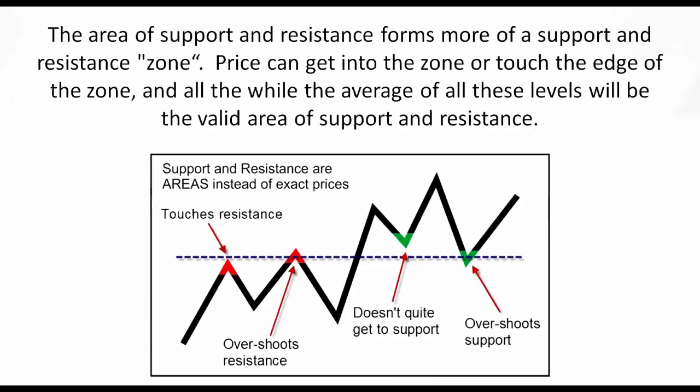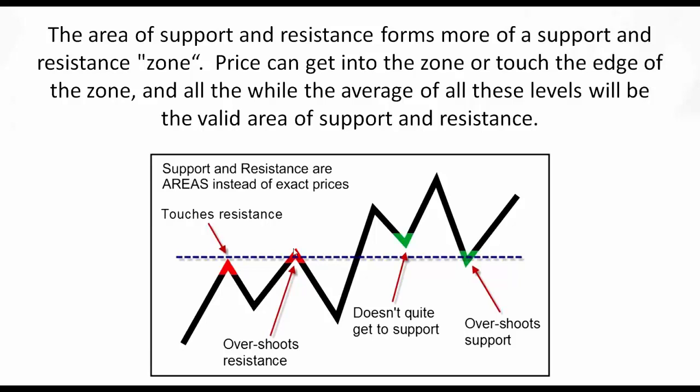The areas of support and resistance form more of a support and resistance zone. Price can get into the zone or touch the edges of the zone. And all the while, the average of all these levels will be the valid area of support and resistance. So you've got the highs and the lows. You've got this kind of window that price will get through, just above and just below the average of that.